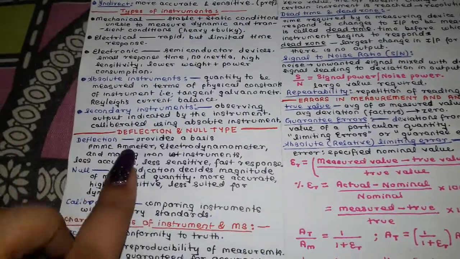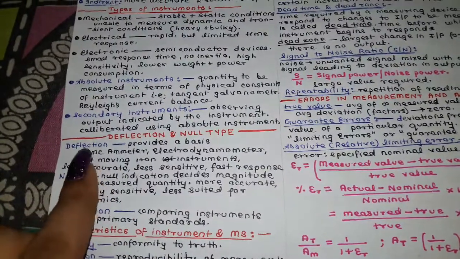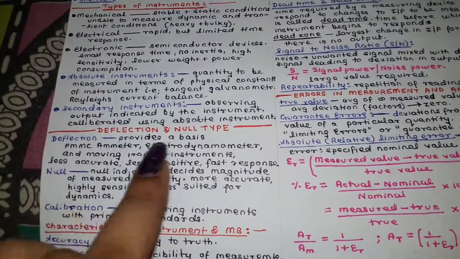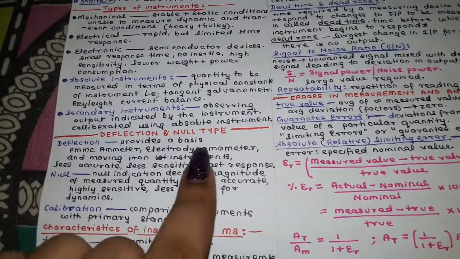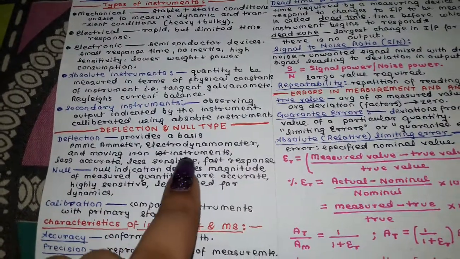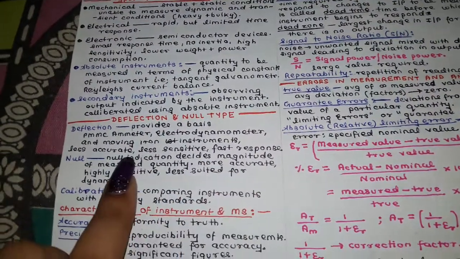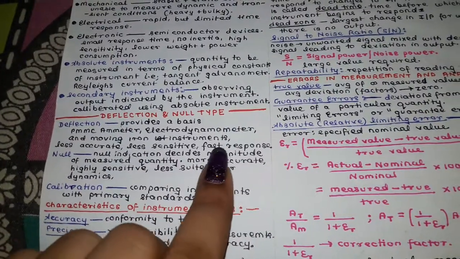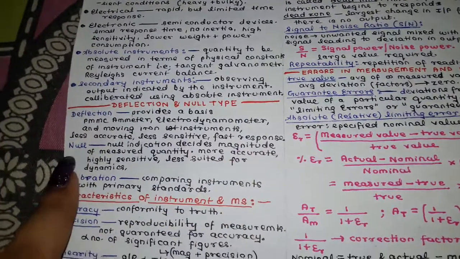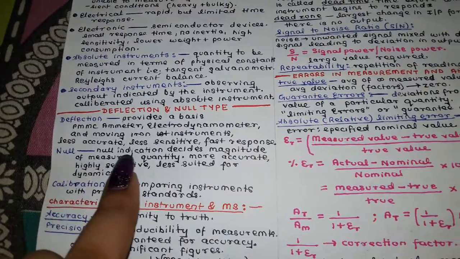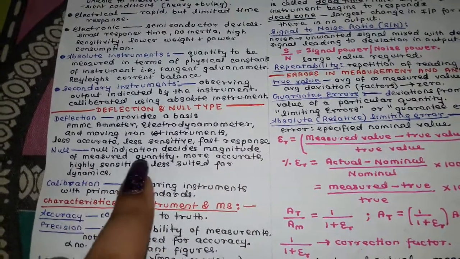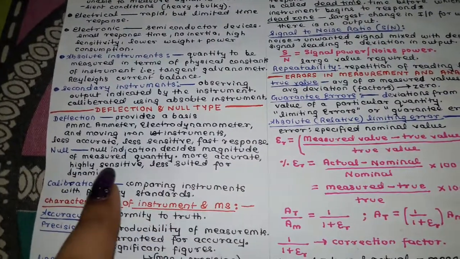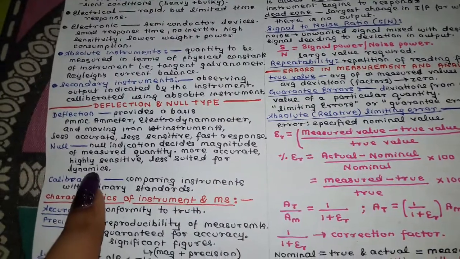Then we have deflection and null type. In the deflection type, you are provided with a basis. PMMC, ammeter, electrodynamometer and moving iron instruments are some of the examples. These are less accurate, less sensitive and have fast response. Then we go to the null type. Null indication decides the magnitude of the measured quantity. It is more accurate, highly sensitive, and less suited for dynamic inputs.